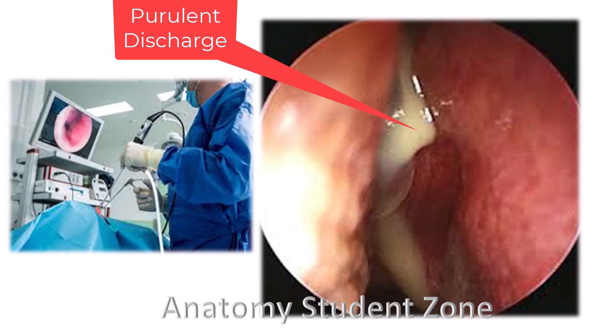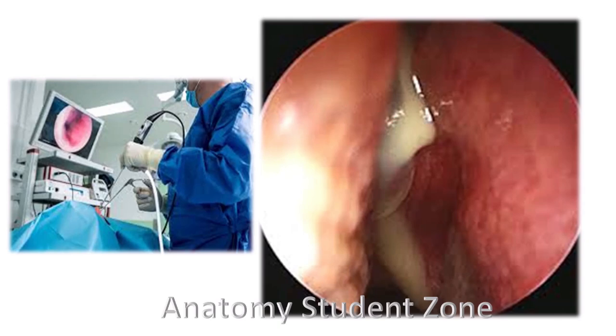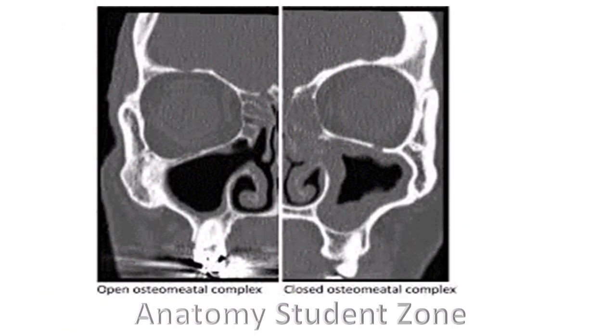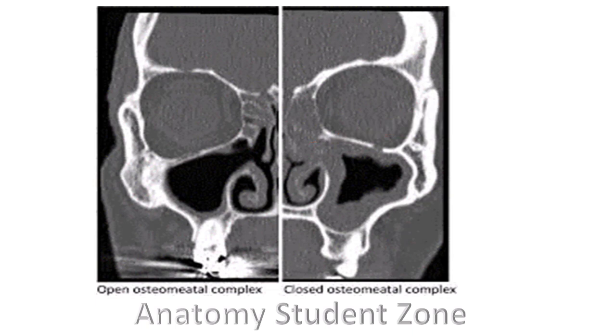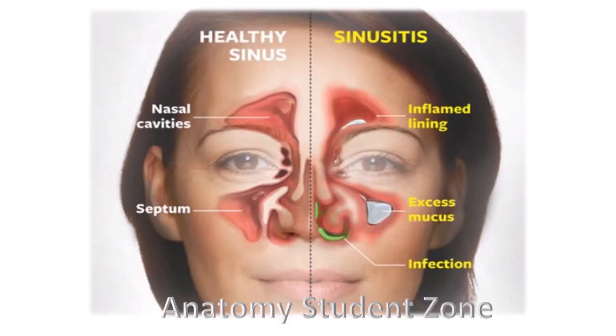As a doctor, when you find these findings on endoscopy, you are going to go for a further investigation, that is a CT scan, and the CT scan confirms the mucosal thickening and obstruction of an osteomeatal complex. Now, what is the osteomeatal complex and why is the mucosal thickening over there? We will see its anatomy. It will clear all these questions. The diagnosis that you as a doctor are going to make is acute bacterial sinusitis.